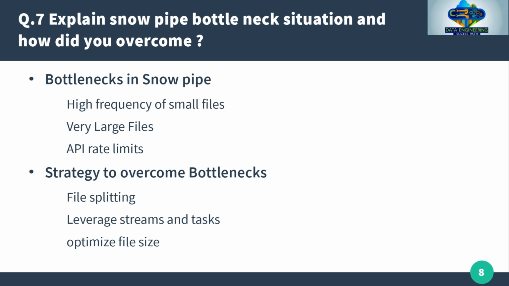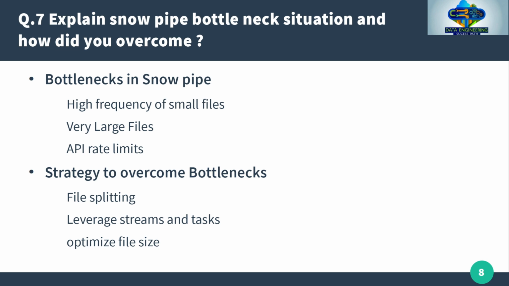Snowpipe relies on external cloud services like S3 for triggering events, right? So if you are using external functions to trigger Snowpipe loads, you might hit API rate limits. So these are a few scenarios where we can have bottlenecks using Snowpipe.